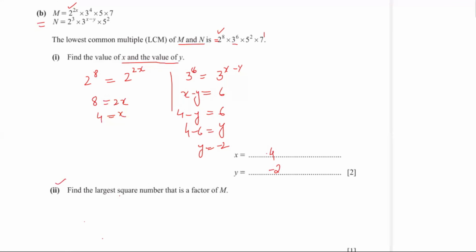Part second, find the largest square number that is a factor of m. You see here 2 power 2x and 3 power 4. Now 2 power 2x means 2 power 8, and this is 3 power 4, and 2 power 8 is 256 multiplied by 3 power 4, which is 729. That's equal to 2736, and this is the answer.